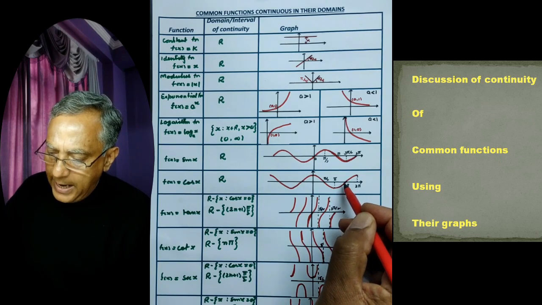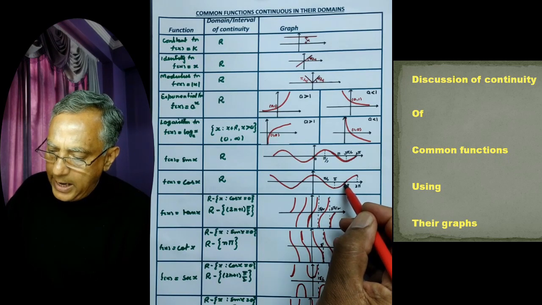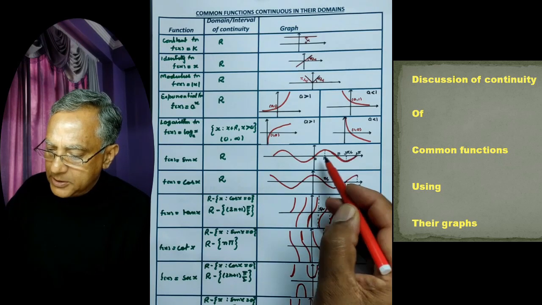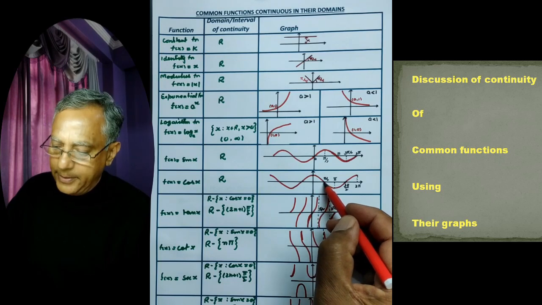Cos is 0 at odd multiples of pi by 2, and sine is 0 at multiples of pi.